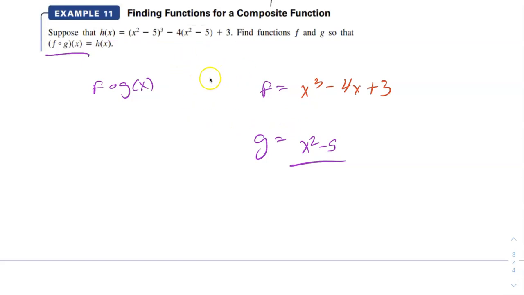Right? There's lots of different answers for this actually. You can do this lots of different ways. The general way is like, okay, that's on the inside. That's my g in this case. What's left over when you take that out? Placeholders, which are x's, so x cubed minus 4x plus 3.